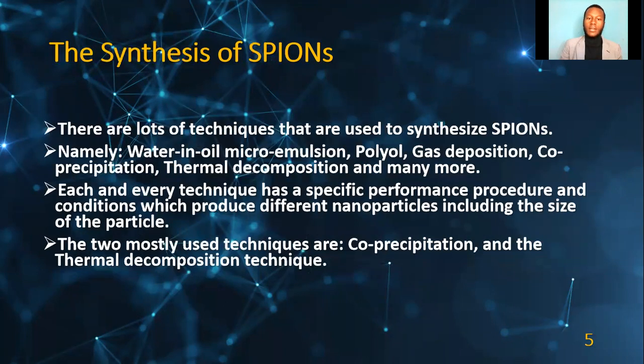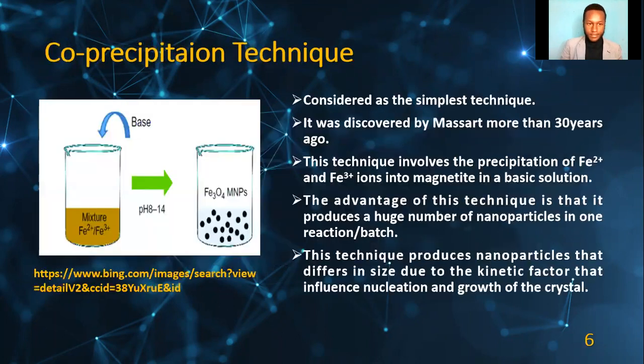The synthesis of SPION. There are a lot of techniques that are used to synthesize SPION, which include water-in-oil microemulsion, gas deposition, co-precipitation, thermal decomposition, and many more. Each and every technique has a specific performance, procedure, and condition which produce different nanoparticles, including the size of the particle. The two mostly used techniques to produce SPIONs are the co-precipitation and the thermal decomposition technique. I'll start by explaining the co-precipitation technique because it is considered as the simplest technique to produce SPIONs.